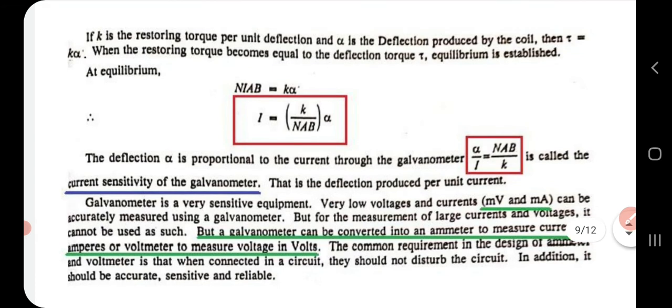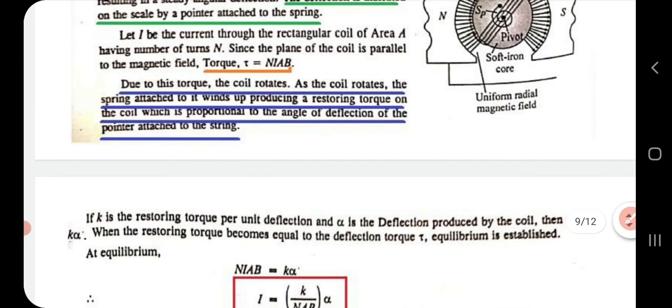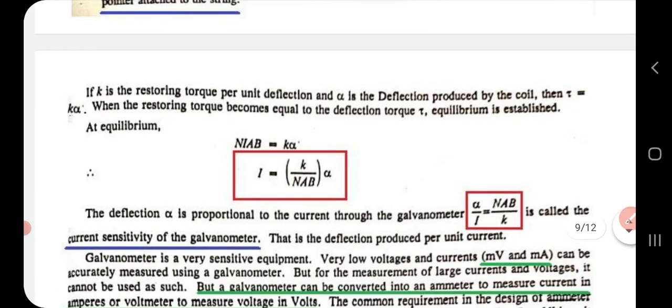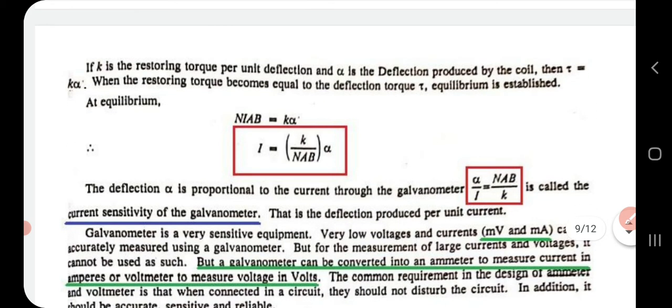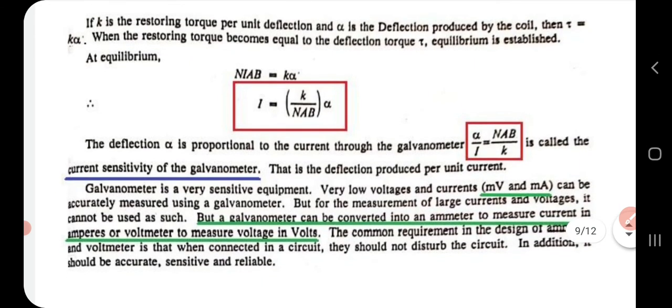If K is the restoring torque per unit deflection and alpha is the deflection produced in the coil, then tau will be equal to K alpha. When restoring torque becomes equal to deflecting torque, then equilibrium will be established. So at equilibrium, we can write the condition NIAB, the magnetic torque produced by the current flow through the coil, will be equal to K alpha. From that, you can find the value of current I.